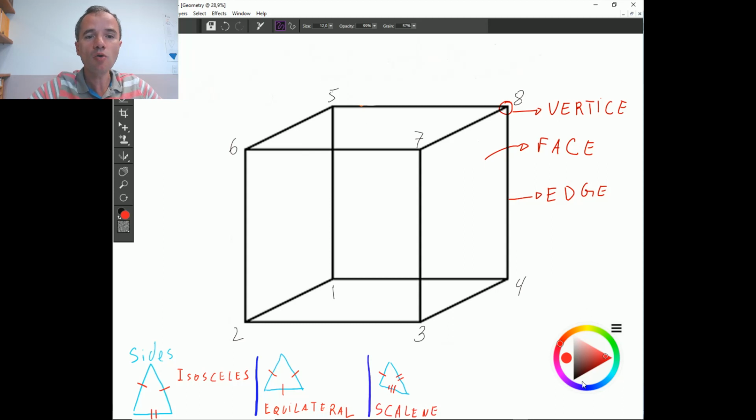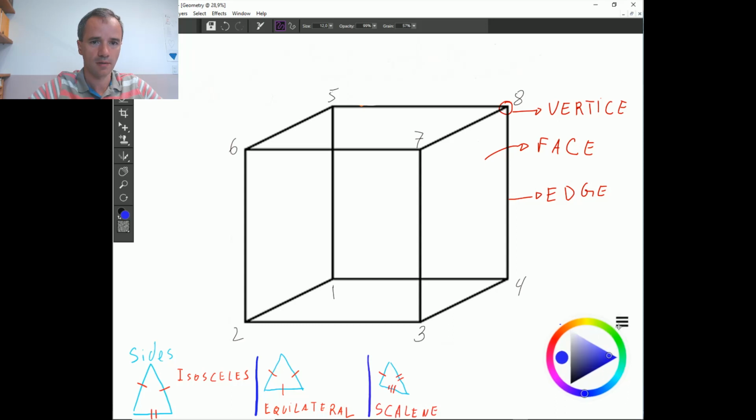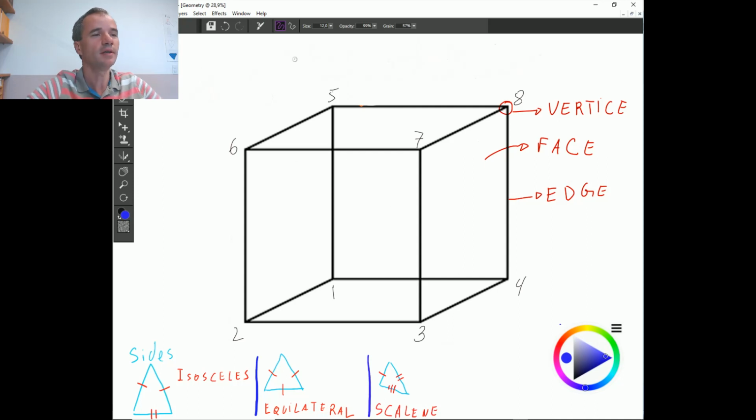We can also classify triangles about their angles. Okay, what about their angles? There is a different classification.